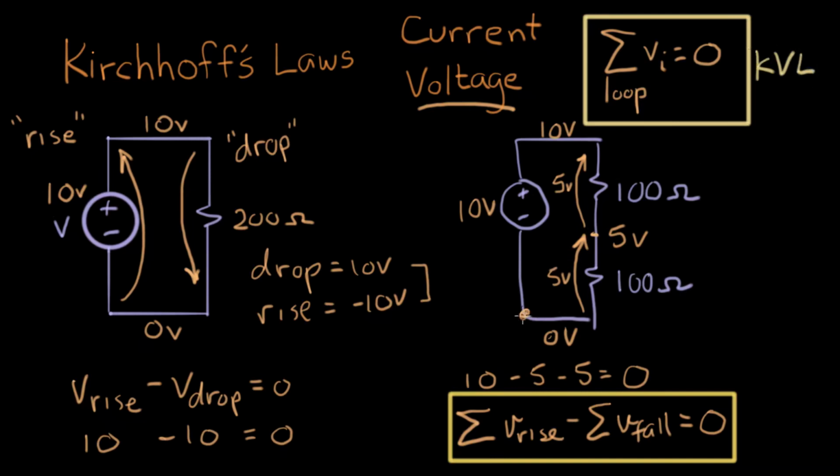Now, I started over here in this corner, but I could start anywhere. If I started at the top and went around clockwise, if I started here, say, I would go minus 5, plus 10, and I'd get the same answer. I'd still get back to 0. If I start here and I go around the other way, same thing happens. Plus 5 rise, and this is a 10-volt drop. So it works whichever way you go around the loop, and it works for whatever node you start at. That's the essence of Kirchhoff's voltage law.